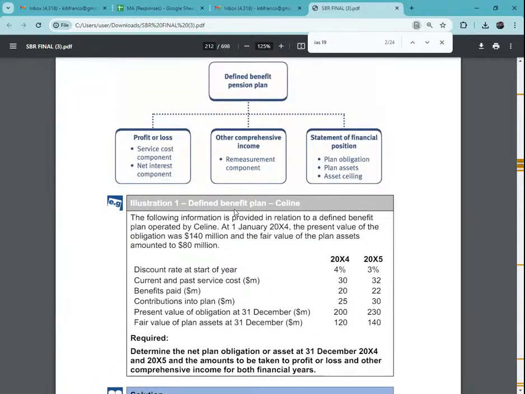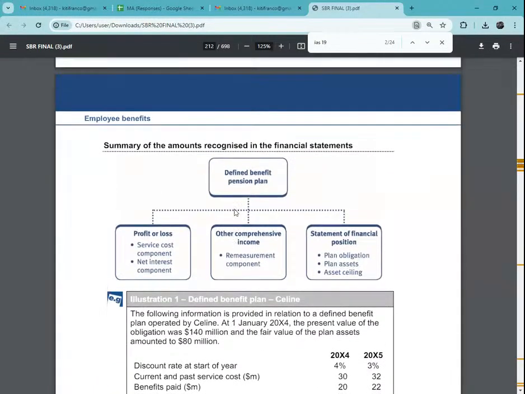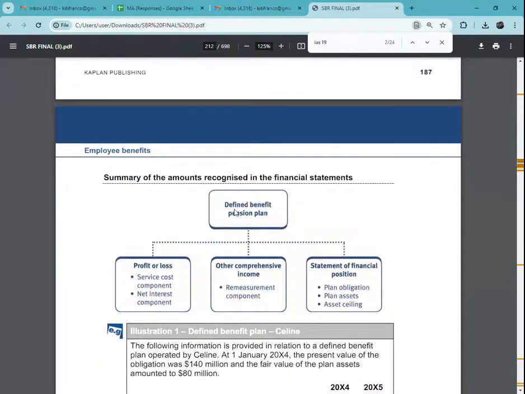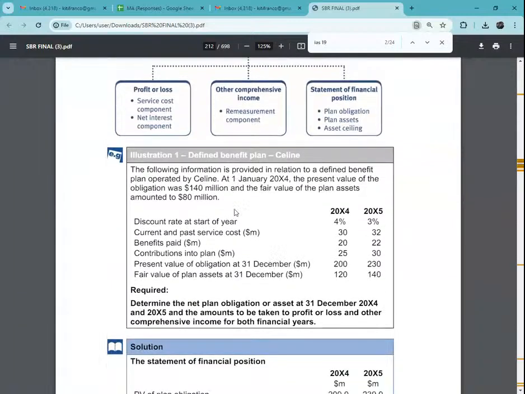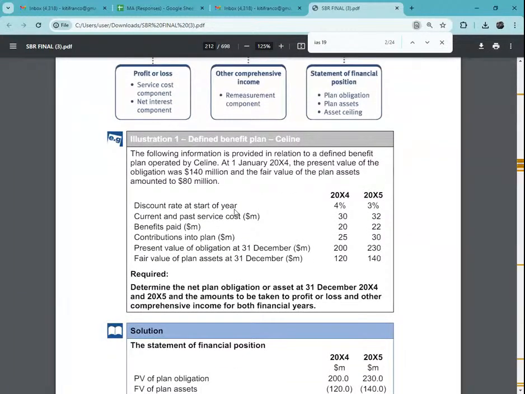If you're writing your notes, you'll have to book this page number. This is page number 188. Page number 188, we have illustration number 1. Illustration number 1 is to enable us know how we account for a defined benefit plan. You remember your examiner basically picks these questions from ACCA. It's an ACCA book, which all of us happen to have.